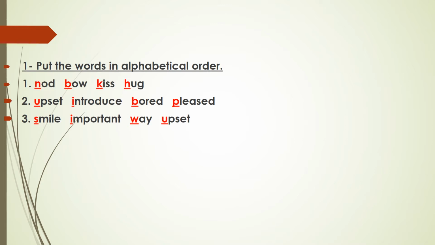For example, nod and bow. The first letter of nod is N and the first letter of bow is B. Which letter comes before, N or B? Then you can write the word bow, for example, as the first one. I will give you 5 minutes to do this exercise. Now let's see the answers.